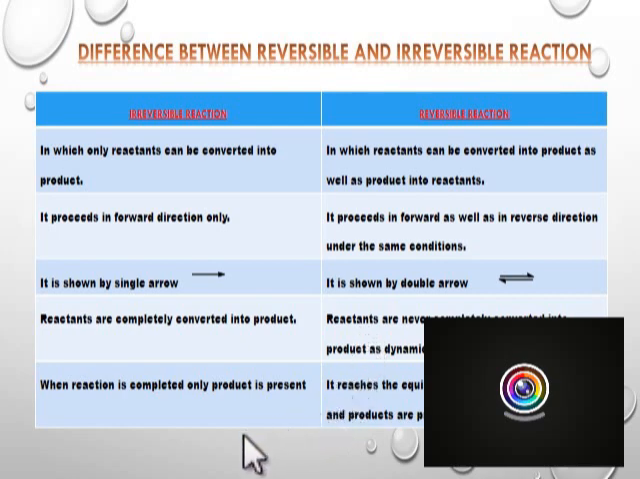So in irreversible reactions, when the reaction is complete, we have only products. While in reversible reactions, when we have equilibrium, then we have equal amounts of reactants and products.